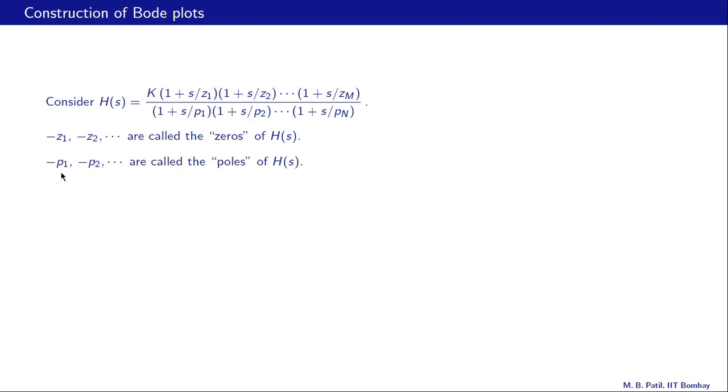The quantities minus p1, minus p2 etc. are called the poles of h of s. If we substitute s equal to minus p1, for example, then this bracket becomes 0 and h of s becomes infinity. In addition, there could be terms like s and s squared in the numerator, and we will see later how to handle those as well.